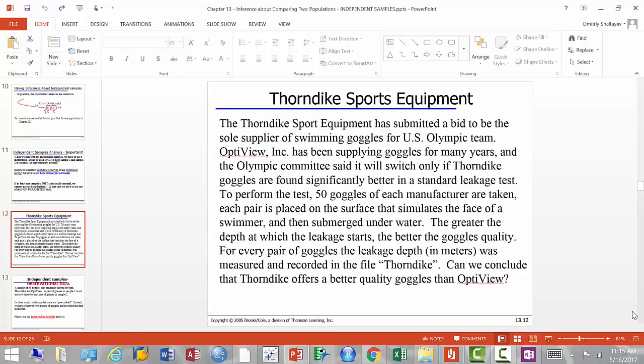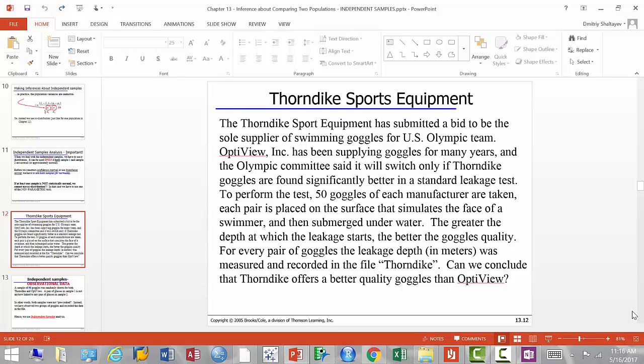And what's better? Well, what's the primary thing for goggles? If you ever used swimming goggles, you know that when it starts leaking, then your vision is blurry and really it's useless, right? So therefore, the Olympic Committee says, here, we're going to perform a standard leakage test. How is that done? Well, they pick a dummy that simulates the human face and place goggles on the dummy. And then they submerge the dummy into the water. And at some depth down in the water, it starts leaking and therefore basically stops working, right? So the larger the leaking depth, the better the goggles, right?